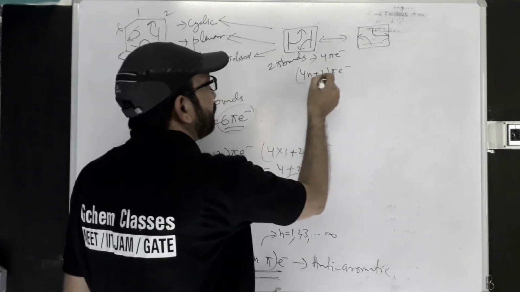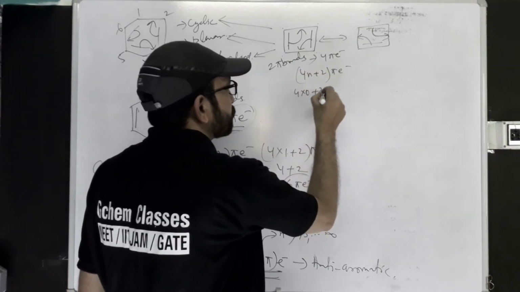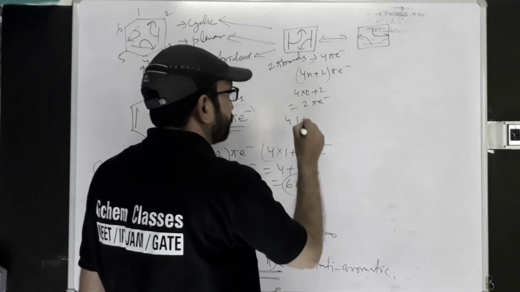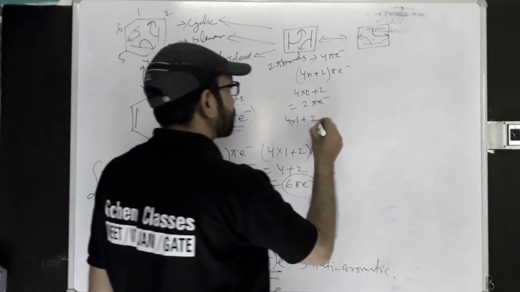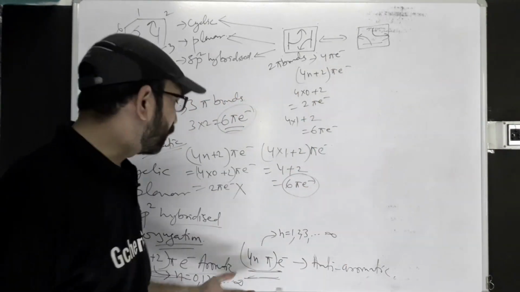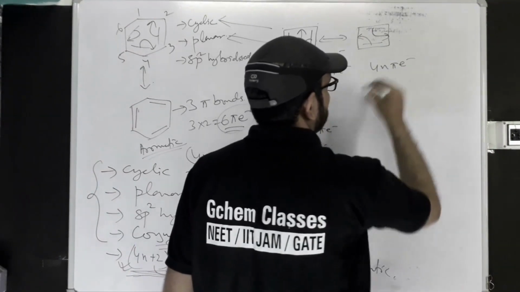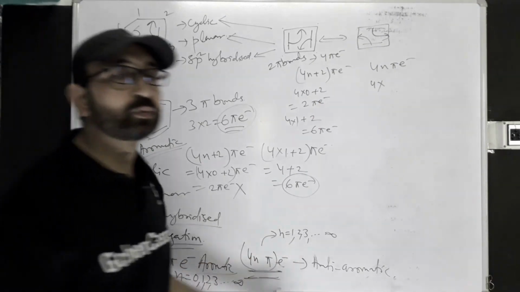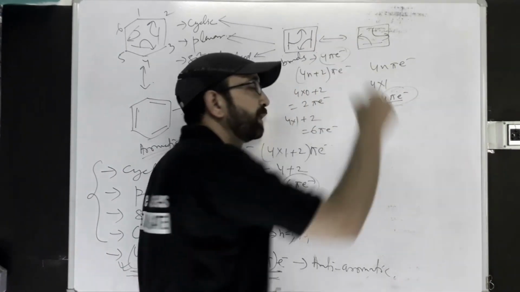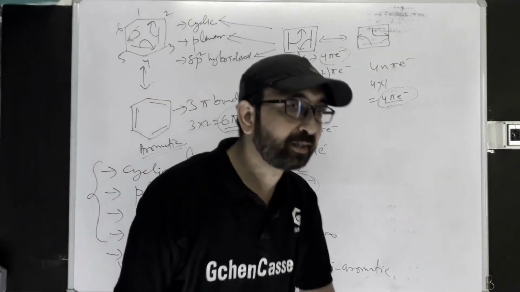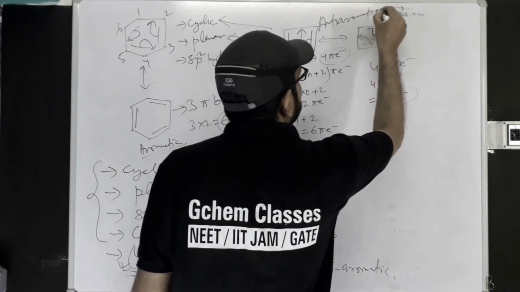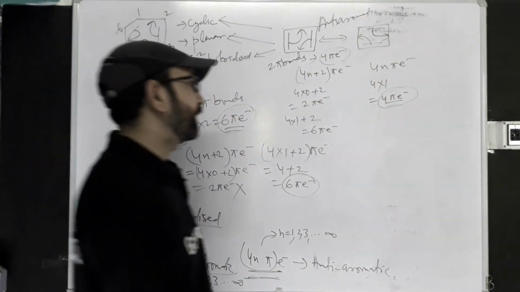So 4n plus 2. How will it happen? See, for 4n, first we will take 0. So 4 into 0 plus 2. How much is it coming? 2 pi electrons. This is not a 2 pi electron system. Now 4 into 1, we will take 1 because after 0 we take 1, plus 2. How much is it coming? 6 pi electrons. Now you see the number 6 pi electrons is exceeding. So we will go for the next formula, 4n pi electrons. Here n will start with 1, right? So 4 into 1, how much? It is 4 pi electrons. Now see, the 4 pi electrons and this 4 pi electrons are exactly matching. If it is exactly matching, then this is anti-aromatic. So this is the pi electron system you are calculating.